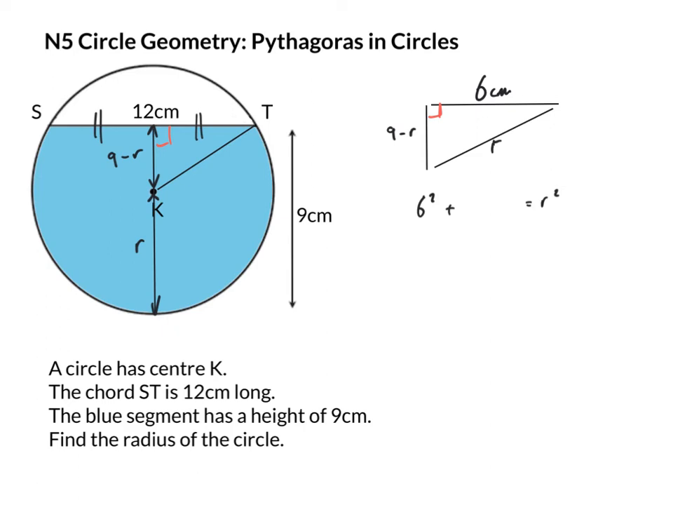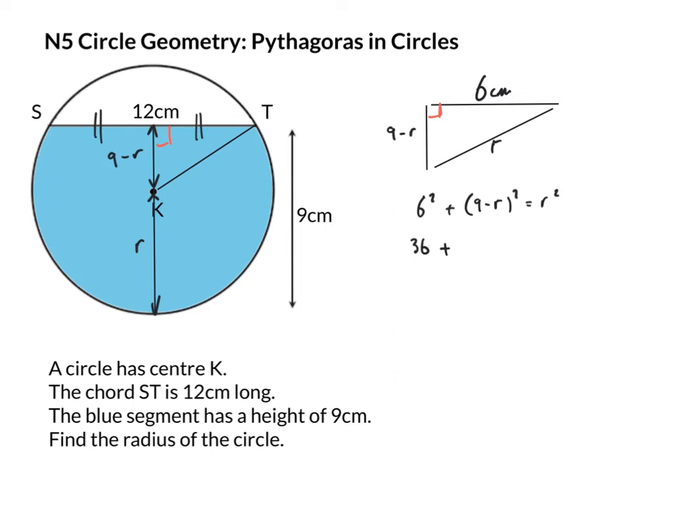So 6 squared plus 9 minus R squared equals R squared. Still using Pythagoras, 2 short sides squared added together equals the large side squared. And more importantly, I've only got one letter here, so I'm going to be able to solve this. I've got some brackets and some number work to do, so I will deal with that before I can start solving it. 6 squared is 36, plus I've got some brackets to multiply out.